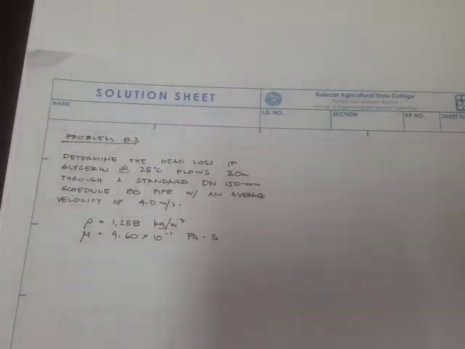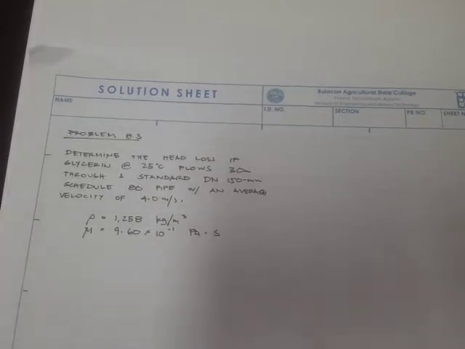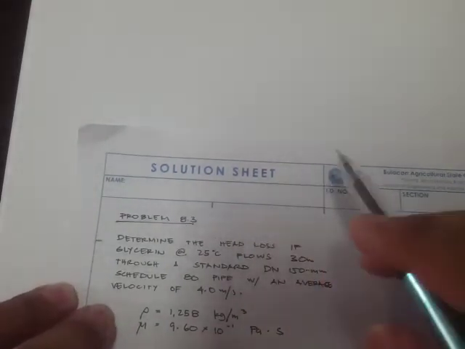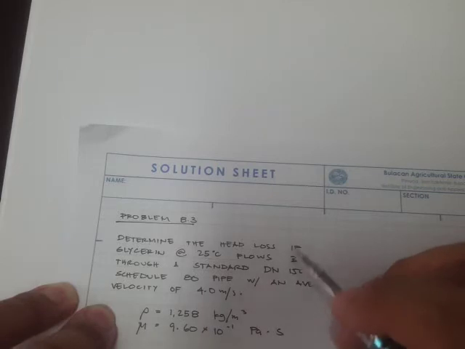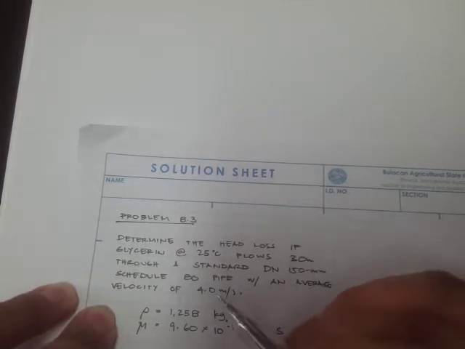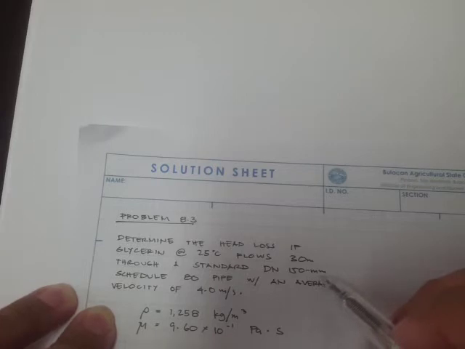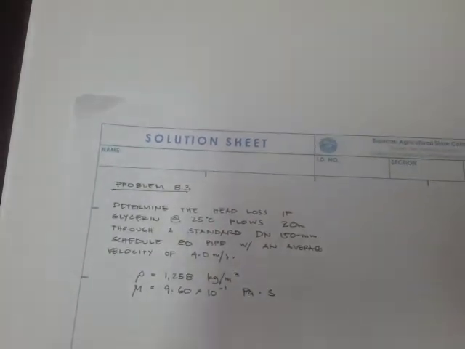Now in this video we'll be doing a lot of problems regarding the head loss using the equations or the Moody diagram. Okay, so for our first problem, it's taken from the textbook by Mott and Turner. That's example 8.4. So for the problem, it says here, determine the head loss if glycerin at 25 degrees Celsius flows 30 meters through a standard DN 150 mm Schedule 80 pipe with an average velocity of 4 meters per second. The data for the density and viscosity is also given.